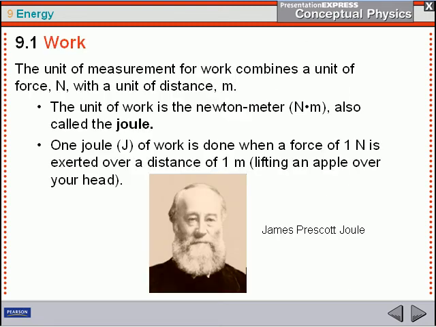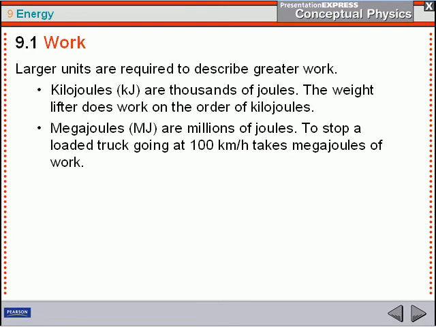So let's talk about the unit. The unit of work is going to be the unit of force, a Newton, times the unit of distance, meter, a Newton meter. This is also known as a joule. So a joule of work is done when you apply a force of 1 Newton over a distance of 1 meter. And this is who the joule is named after. And larger units, kilojoules, that's 1,000 joules. And megajoules are millions of joules.